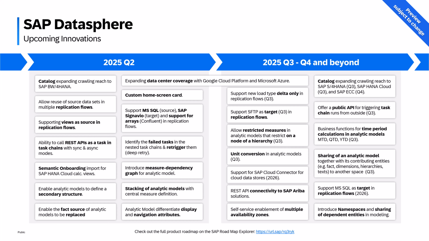Then I mentioned Microsoft SQL Server as a source being planned for Q2. We also plan this as a target, but that's very likely next year. And then also what we have on our long to midterm roadmap is the introduction of namespaces and being able to share dependent entities in the modeling area.